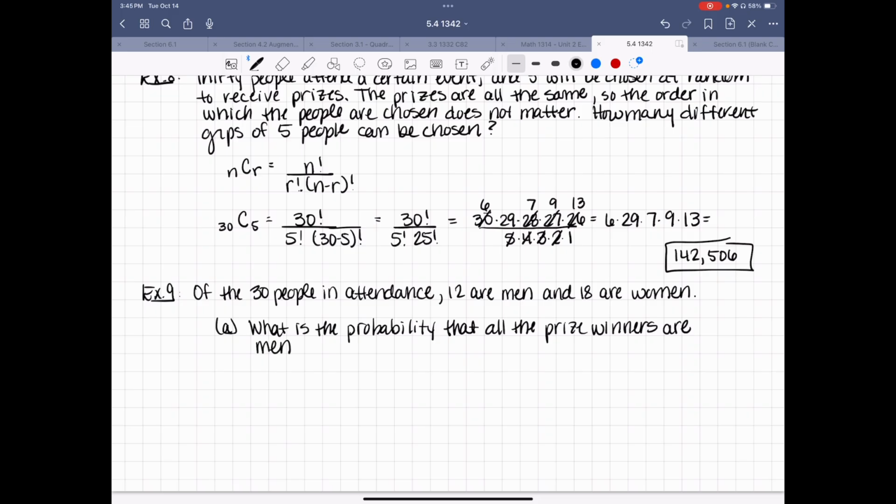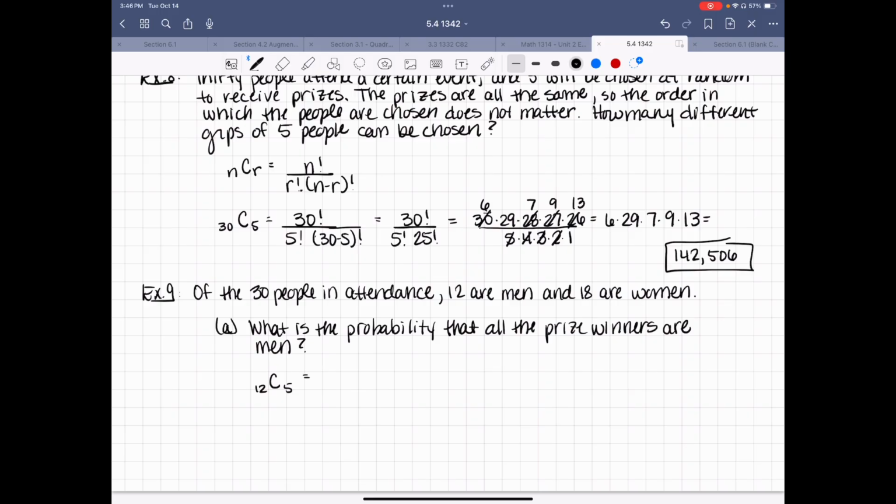Okay, order doesn't matter here, guys. The thing is, you need to draw 5 men. Well, how many are men? 12. How many are we choosing? We're picking 5, right? We want them to be the winners.